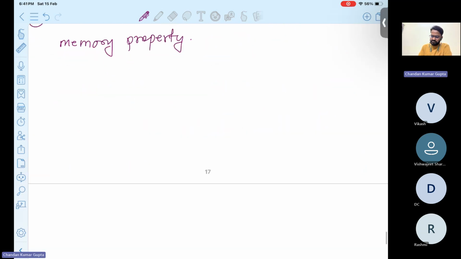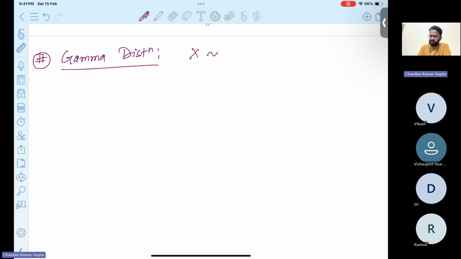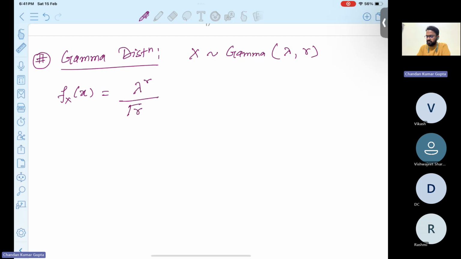Now the next one, let me write on the next page. Gamma distribution. Okay, these are the lifetime distributions. We use this kind of distribution in most of our work. Suppose X is a random variable which follows the gamma distribution. It has some parameters, suppose lambda and R. So the PDF of the gamma distribution is lambda to the power R upon gamma R, where gamma R is a gamma function, we will define it later, times X to the power R minus 1 and e to the power minus lambda x.